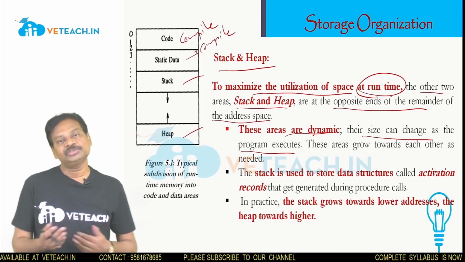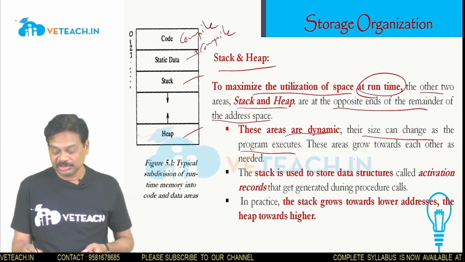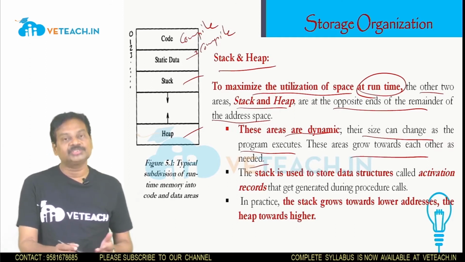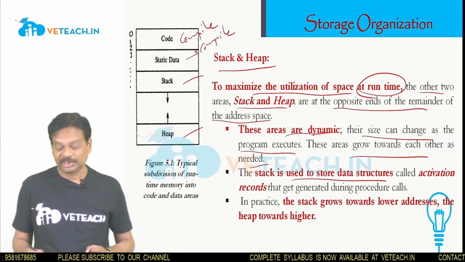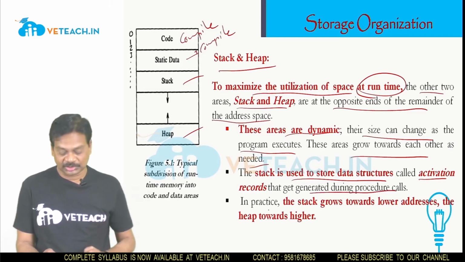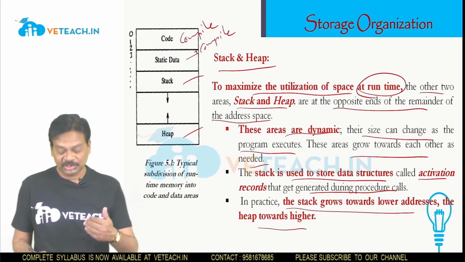As the program executes, the size of the program or the data can change. These areas grow towards each other as needed. The stack is used to store data structures called activation records that are generated during procedure calls. In practice, the stack grows towards the lower addresses and the heap towards the higher addresses.